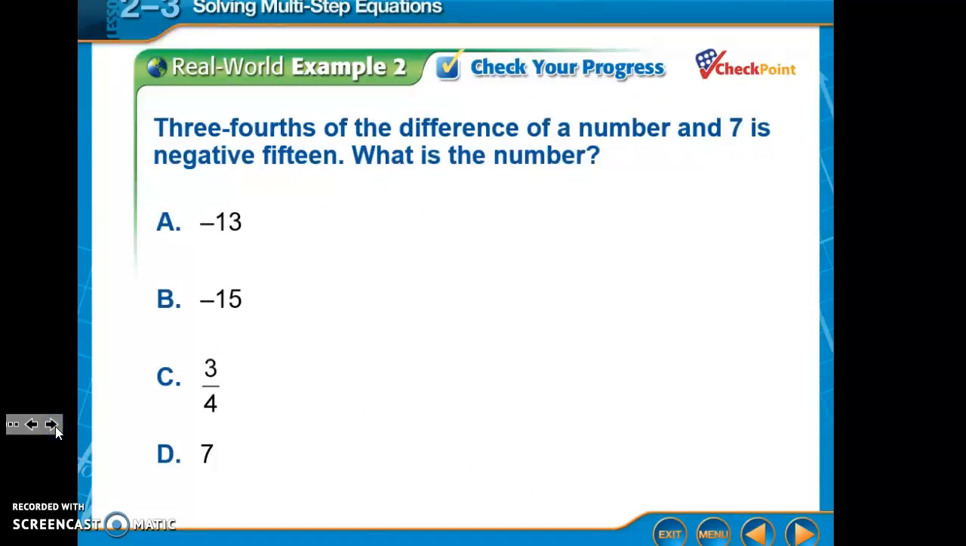All right, so now you try to check your progress. So 3/4 of the difference of a number and 7 is negative 15. What is the number? I don't have room. You can move it on back, or just write it on the front.